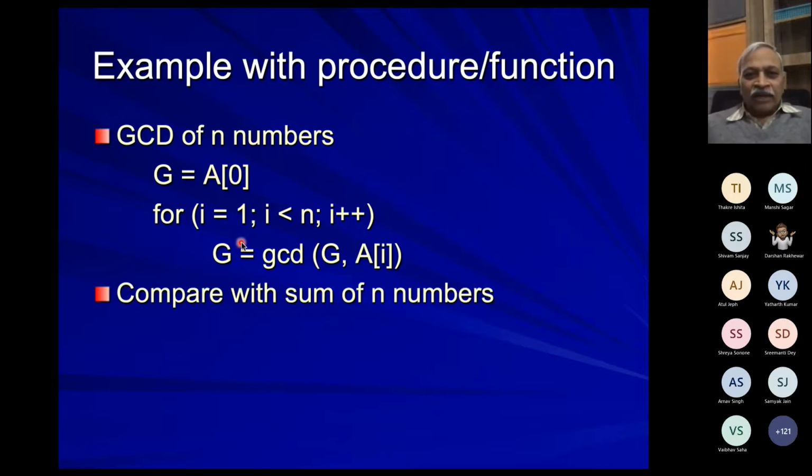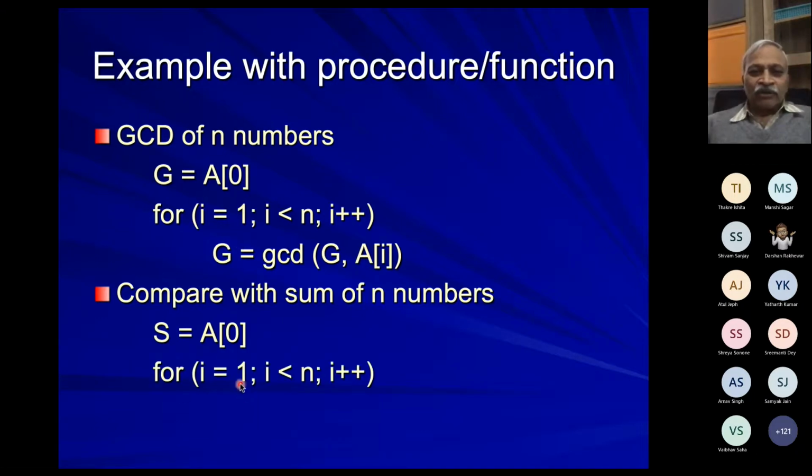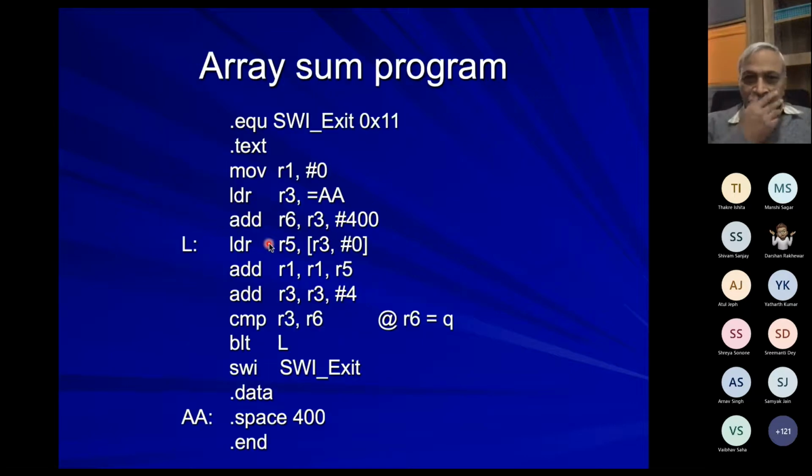Now you can see the similarity with the sum of n numbers we had. We had a sum which could be initialized to a0 or we initialize to 0 depending upon whether you iterate from 0 to n minus 1 or 1 to n minus 1. And then in the loop we have this operation done. So we have already written a program for summing n numbers. We'll modify it slightly to perform GCD of n numbers. So this was the array sum program.